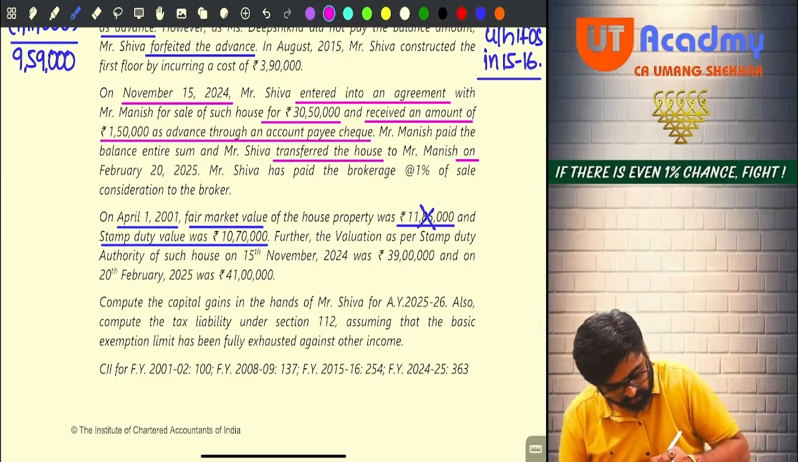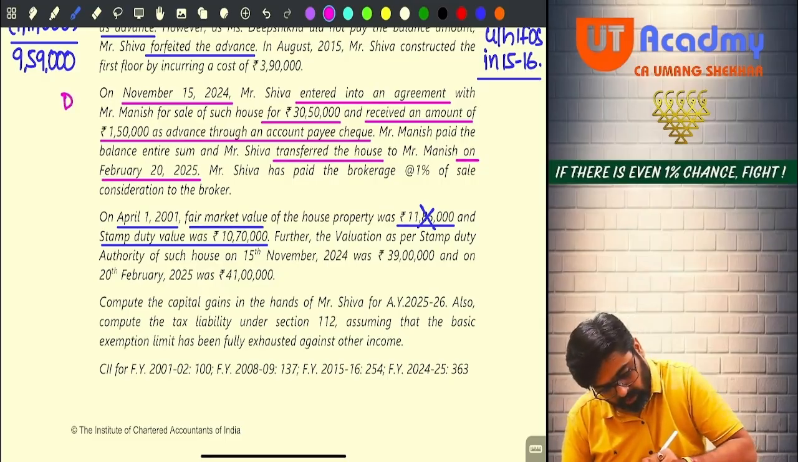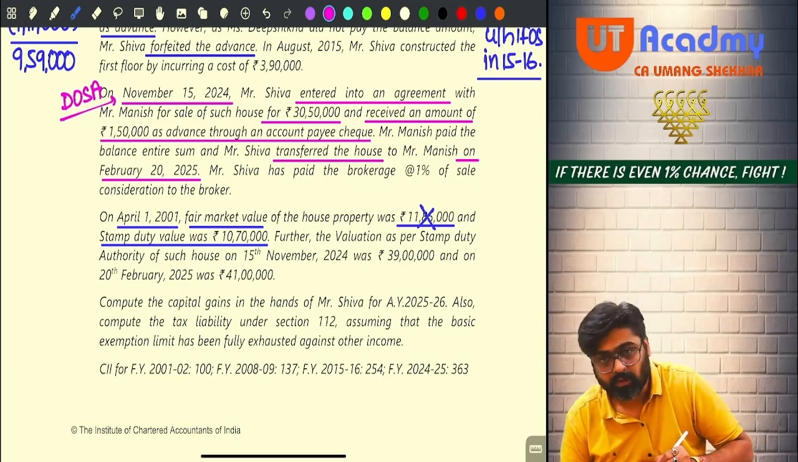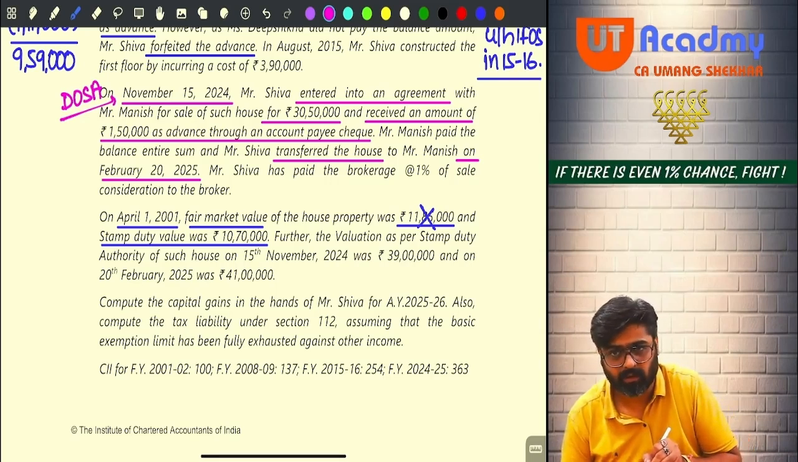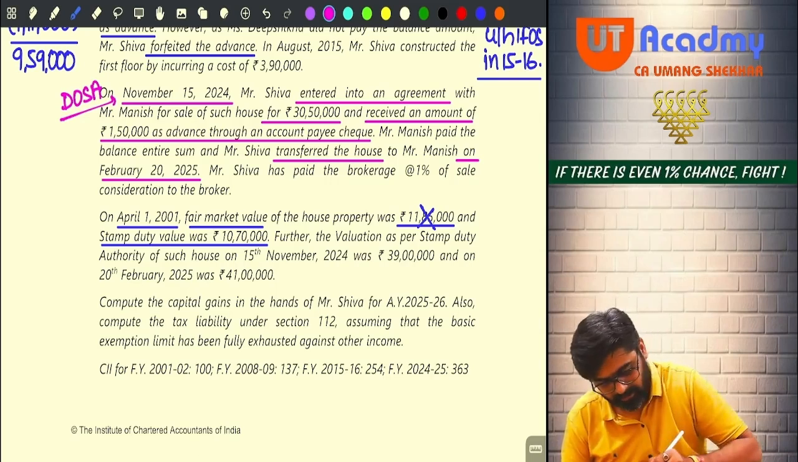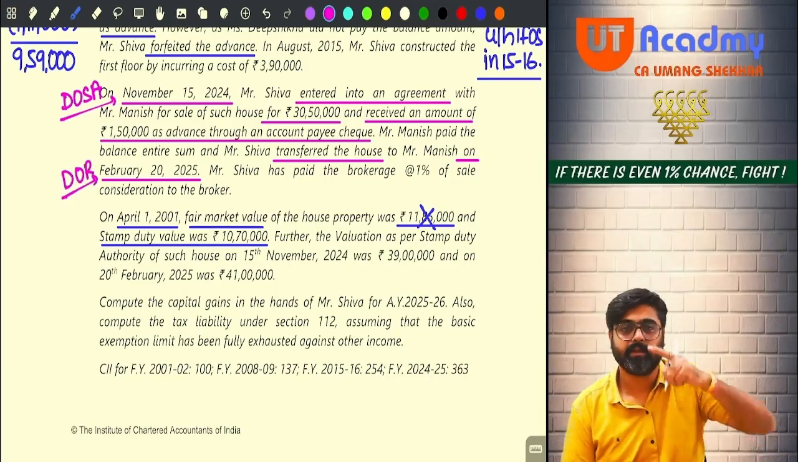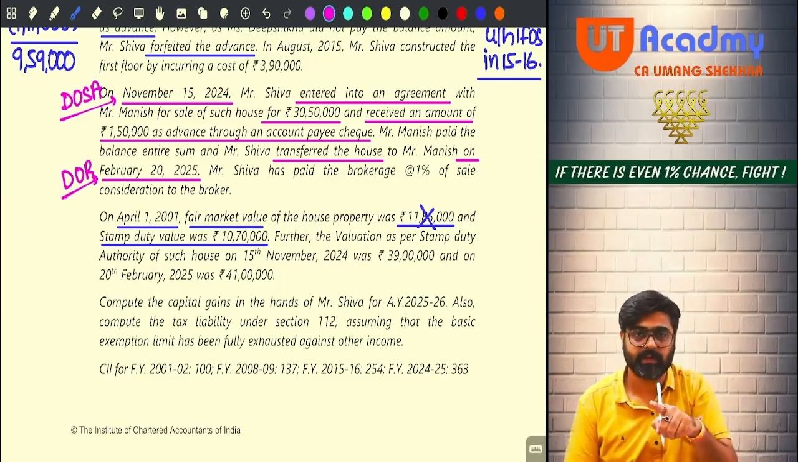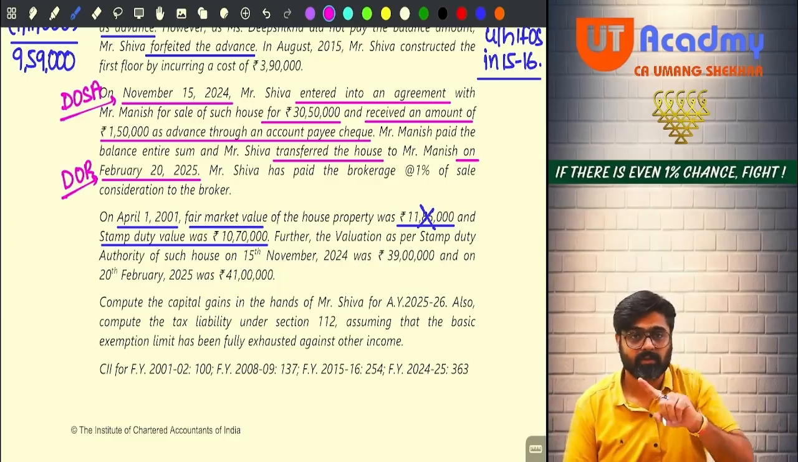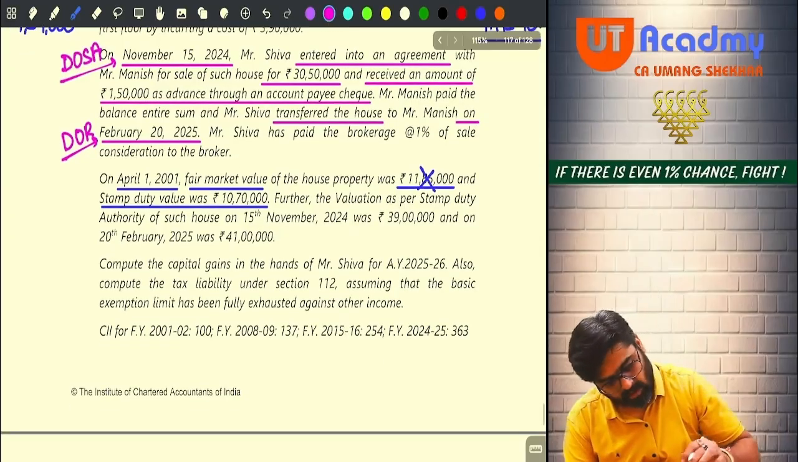On February 20, 2015. Can I say this is dosa? Is this dosa? So this is idli? No. This is DOR, date of registration. That is date of sale agreement. This is date of registration. Both the dates are not same. And now what is happening?